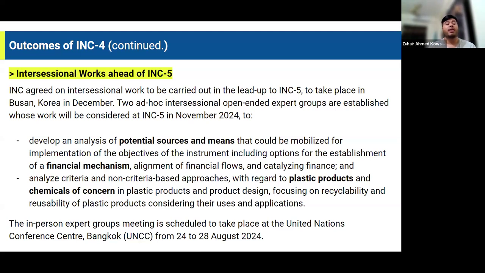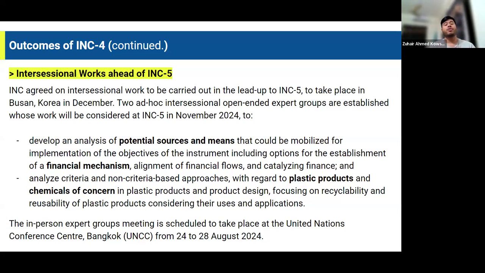The committee agreed to convene two intersessional open-ended expert groups that will be working during this intersessional period, mostly in an electronic manner. The meetings of these expert groups will be convened online, but there will also be one in-person meeting of these expert groups, scheduled to take place in Bangkok from the 24th to the 28th of August. And what will these expert groups work on?